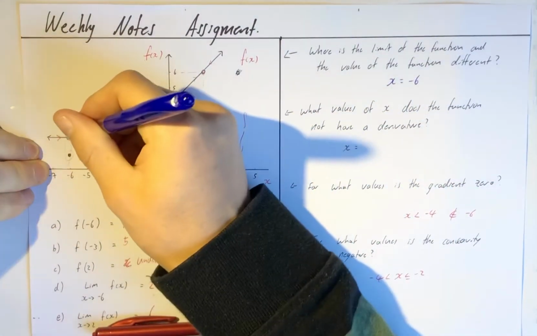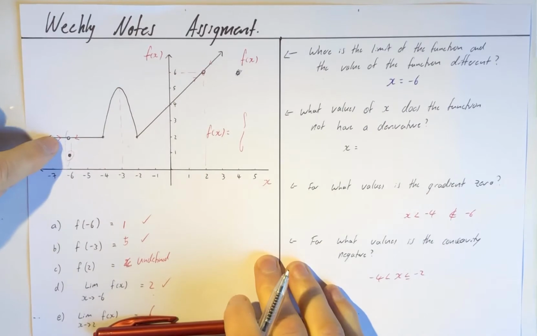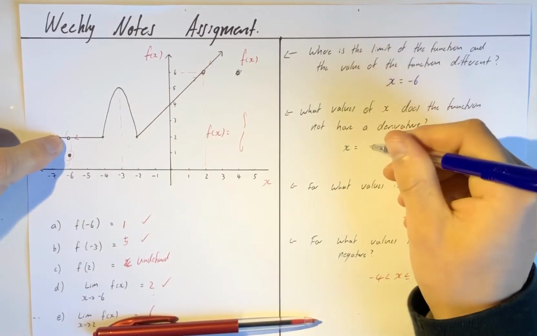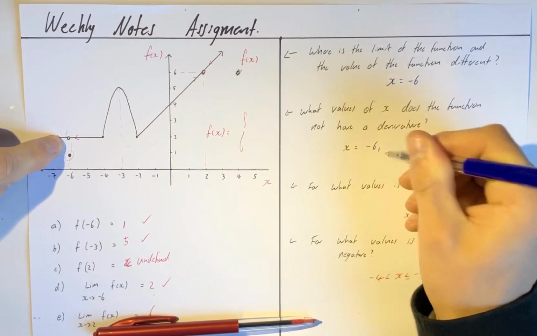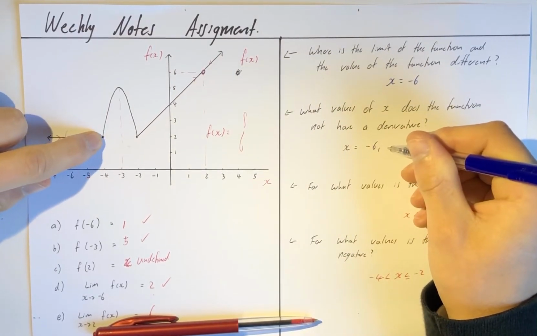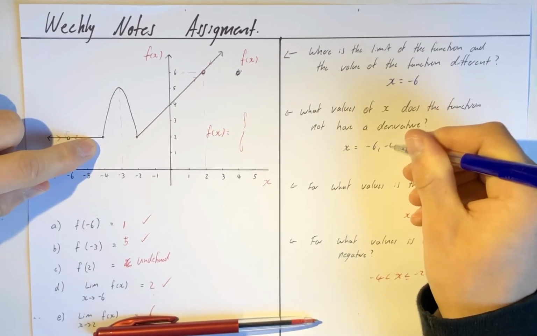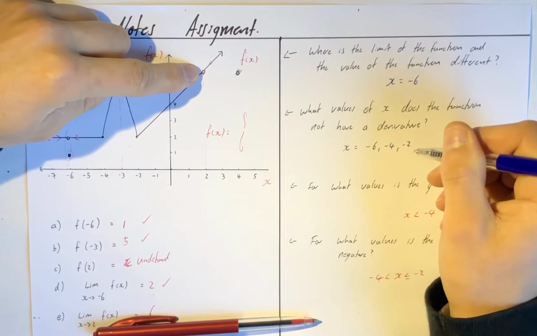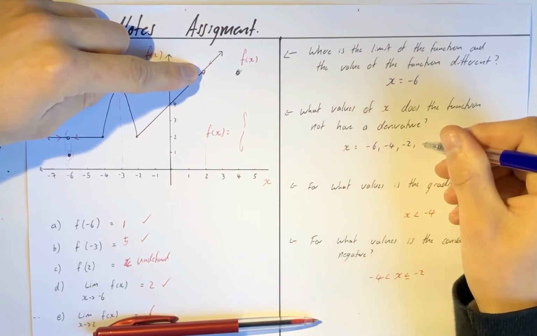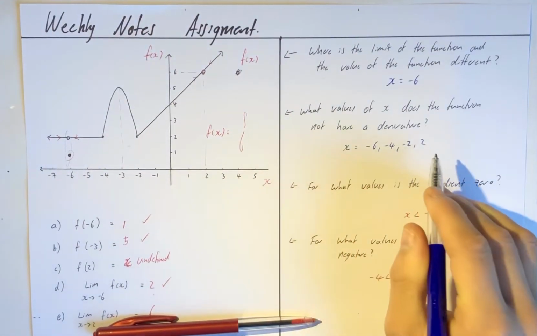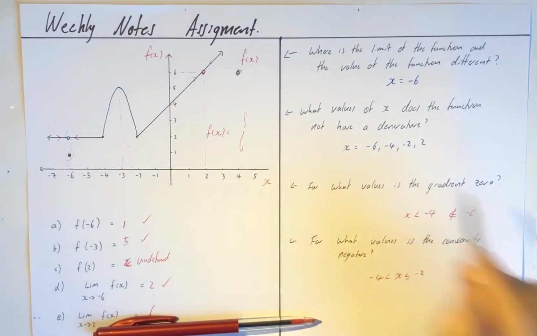So what values of x does a function not have a derivative? Well, we can't take the derivative at an inconsistency like this, at a discontinuity. So when x is -6, we can't take the derivative. At a sharp point, okay, so at -4 and at -2. And again, we can't take the derivative at a discontinuity, so when x is 2. So when x is -6, -4, -2, and 2, we cannot get a derivative there.